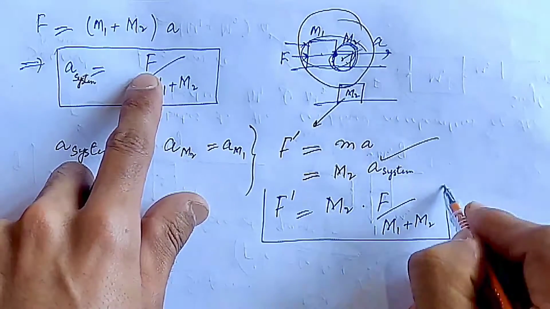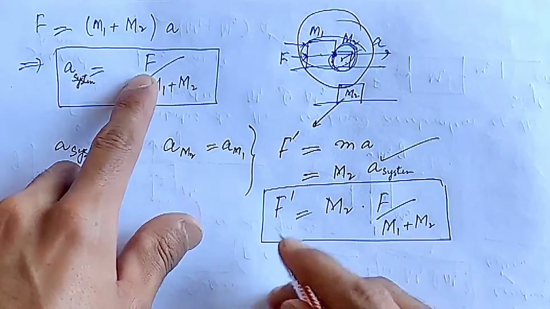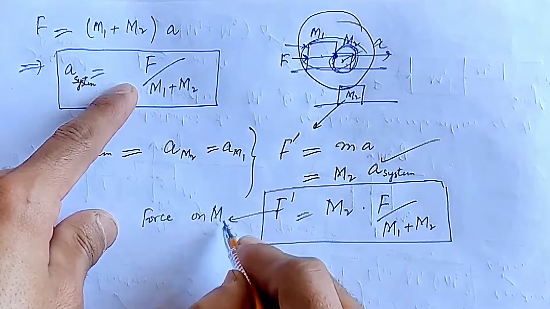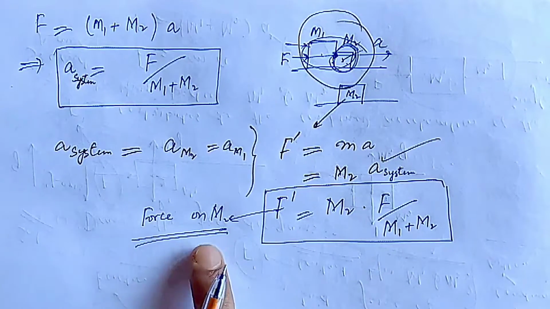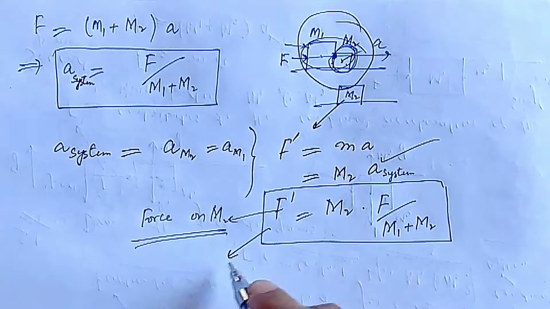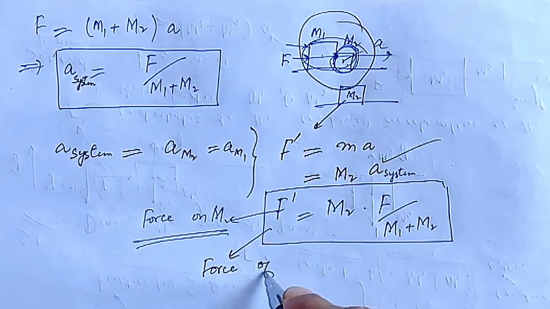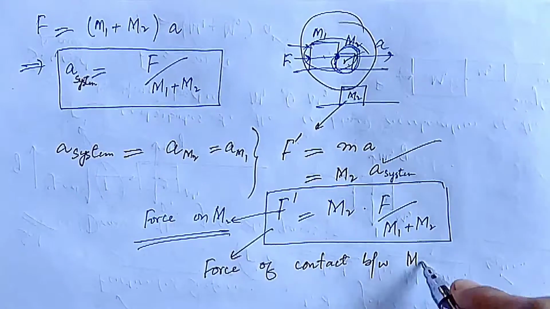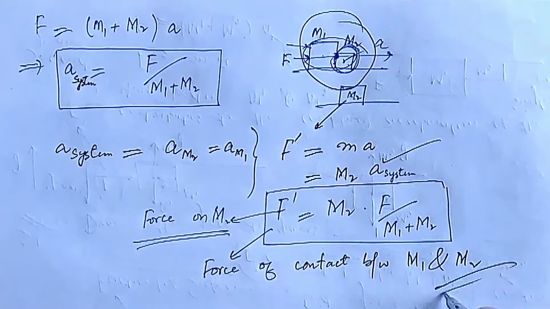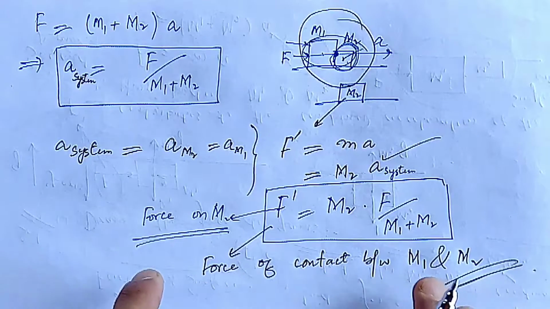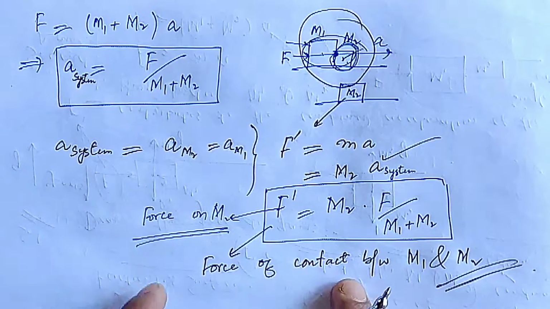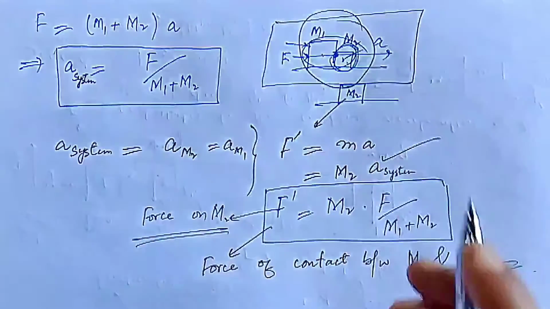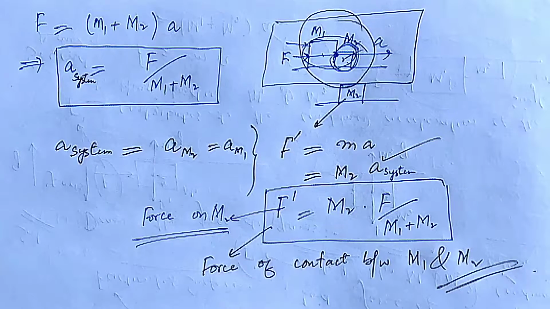So this will be the force which is exerted on body m2. This will be the force on m2, and that is the force of contact between m1 and m2. So we have calculated the force of contact from the second law of motion between these two bodies which are given in the problem set. Hope you got that. We'll try to solve another one in the next.